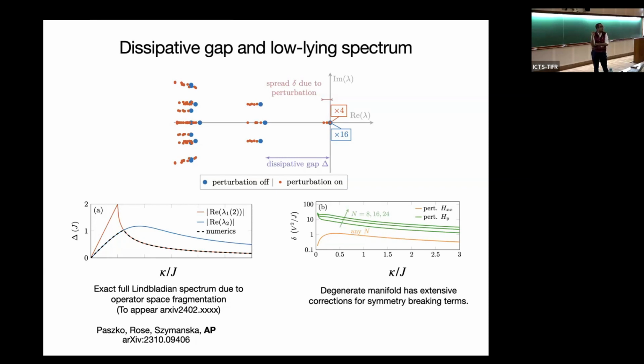So is this for the average density matrix? This is the spectrum of the Lindbladian. I see. So you're no longer following trajectories? No, this is all Lindbladian. The trajectories were for the last part of the talk.